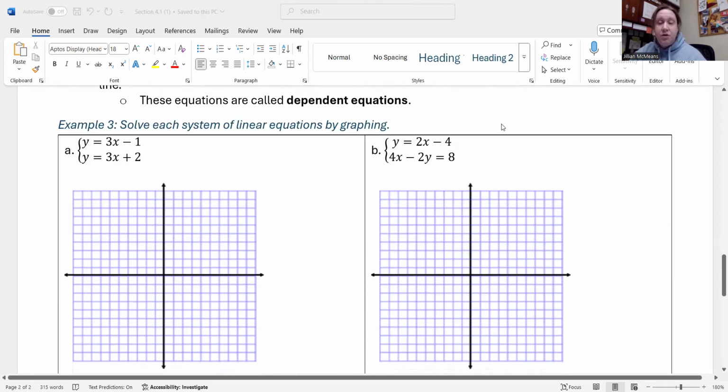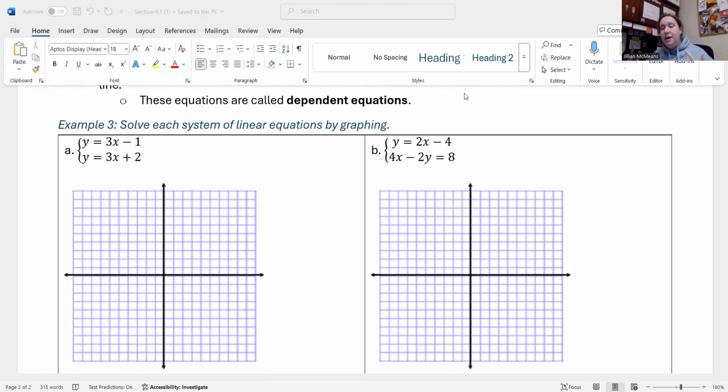Okay, now on the surface, these equations look fantastic. They don't look weird at all. They look totally normal. But if you take some things that you already know, you can figure something out, especially about part A, very, very quickly. So example 3 says solve each system of linear equations by graphing, okay? Well, if you look at part A, we have y equals 3x minus 1 and y equals 3x plus 2.